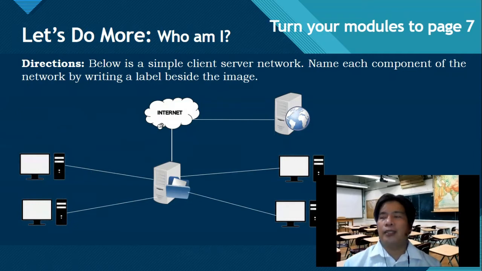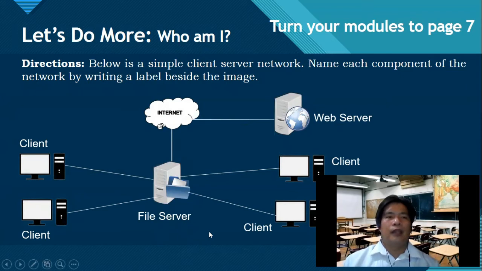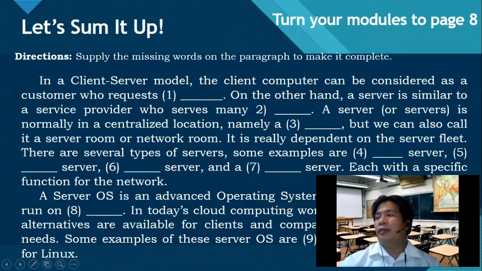Let's try and check the answers. So it's obvious. These represent clients. Okay. This one is called a file server. And this, the one connected to the internet, would be the web server. Did everyone get the correct answer? Good job, everyone. Now, next, turn your modules to page 8.